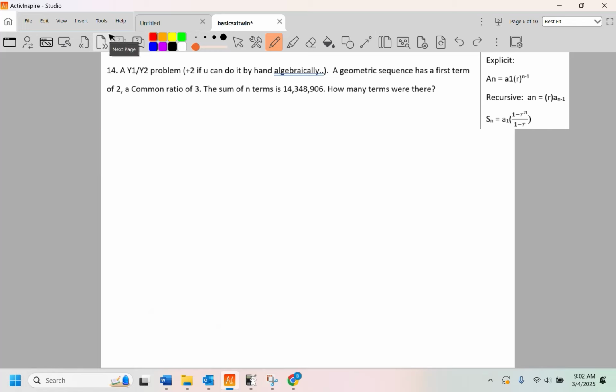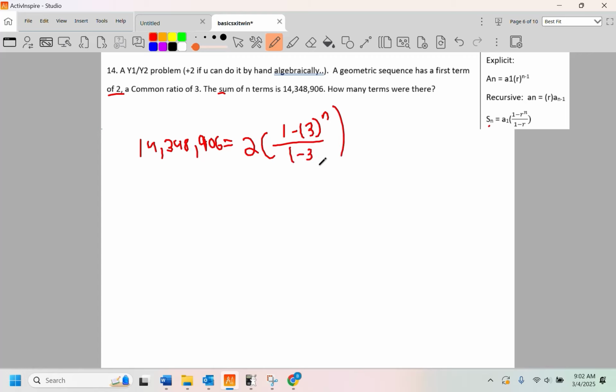All right, 14 is a y1, y2 problem. I'm going to do it by hand first, and then I'll do y1, y2 just to make sure I'm correct. The key word here is sum, which starts with an S, so I'm using that formula right there. So 14,348,906 must equal the first term of 2 times 1 minus 3 to the n over 1 minus 3. Now, if I think about this part and this part, I'm going to have 2 over a -2, which is -1.